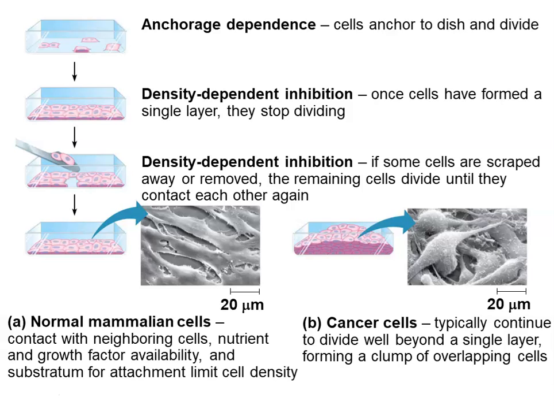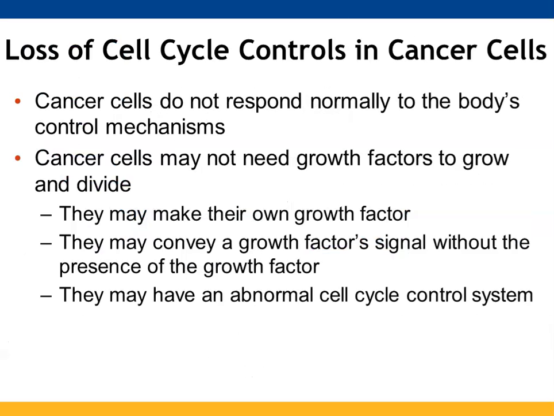And they have to be attached to something to be able to grow, and it also impacts how dense they can be. With cancerous cells, you will notice that they are not just a single layer, that they form clumps of cells. They are not dependent on anchorage. You have cells that are growing that are not attached to any sort of base. And because they are not density dependent, that does not stop them from growing. They are able to grow in clumps.